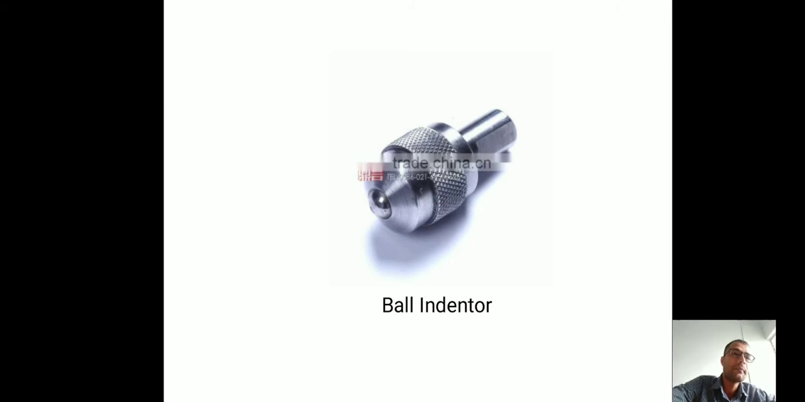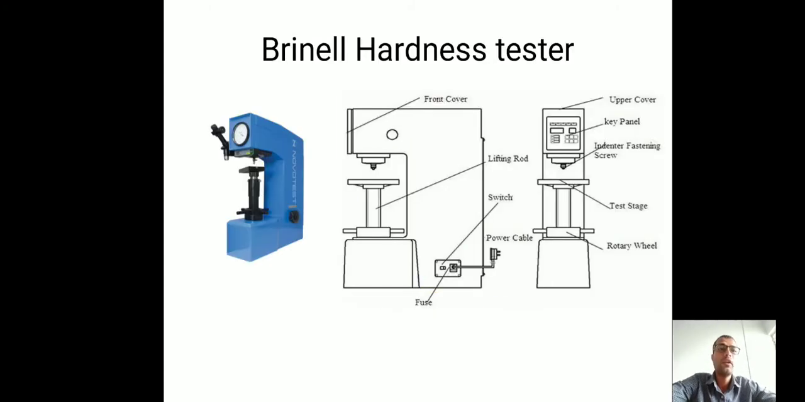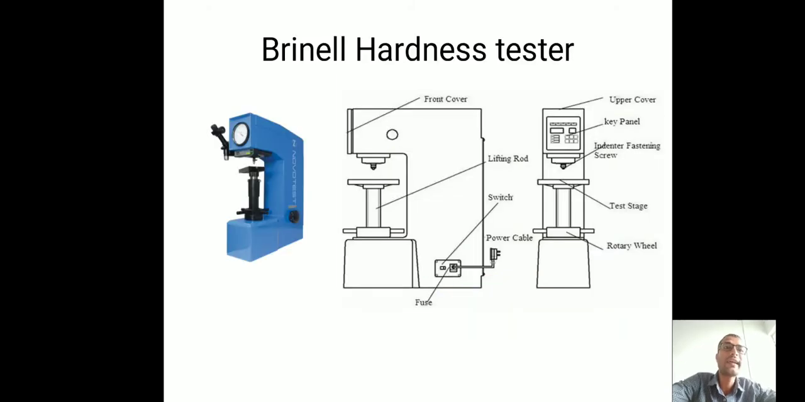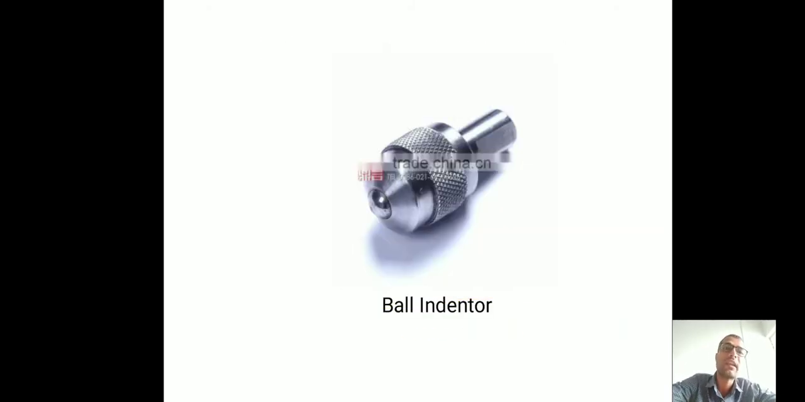because the ball indenter is used for testing the hardness of a soft material, and the Brinell hardness tester is also used for measuring the hardness of soft material. So always keep in mind, if you are using the Brinell hardness tester, we have to always use a ball indenter. Students, while we perform the practical in the practical lab, we have to select the ball indenter related to the Brinell hardness tester.